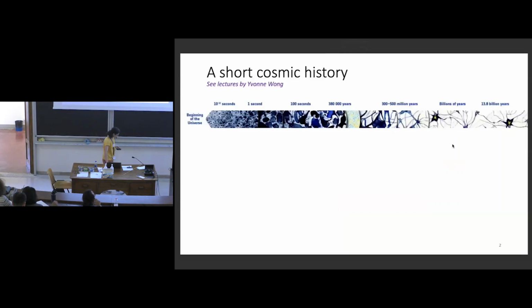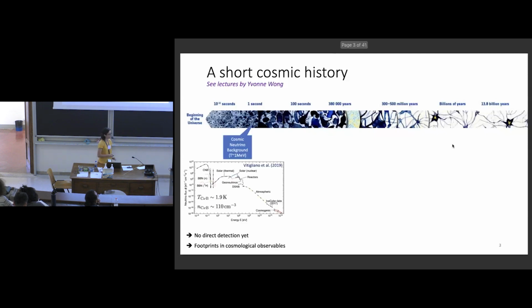Okay, so before moving to Euclid, let me start with a very short cosmic history. We have that the cosmic neutrino background was produced only 1 second after the Big Bang, when the temperature of the universe was about 1 MeV. And these neutrinos of the cosmic neutrino background travel towards us, get redshifted, and eventually reach us.